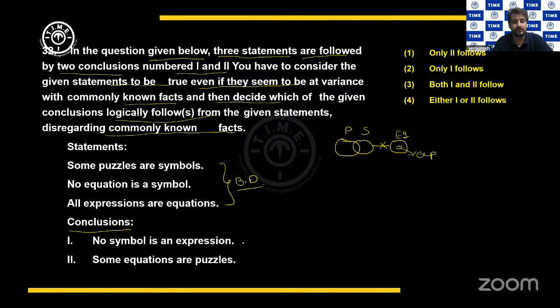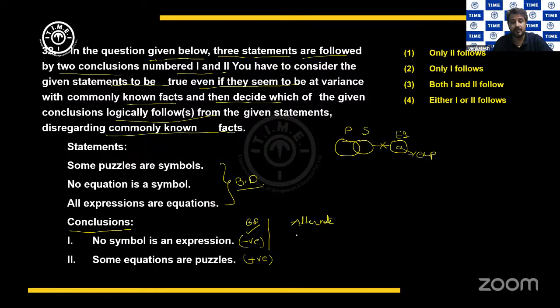What is the first conclusion? Negative conclusion. Second one, positive conclusion. Okay. Let us talk about the negative. No symbol is an expression. Is it no symbol is an expression? Yes. It is true in the basic diagram. If the negative conclusion is true in the basic diagram, what we do? We draw alternate diagram.